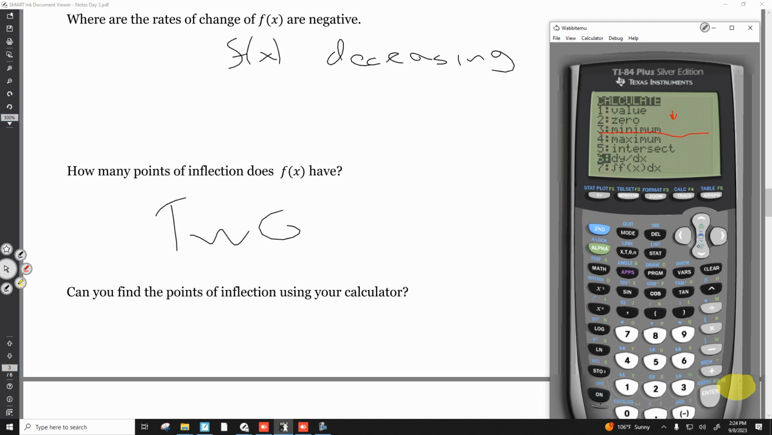You will learn how to find points of inflection when you get to calculus next year. But for you pre-calculus students, you cannot find points of inflection using a calculator. There's no points of inflection button. When you learn how to take derivatives and you learn about instantaneous rates of change, you will be ready to find locations of points of inflection.